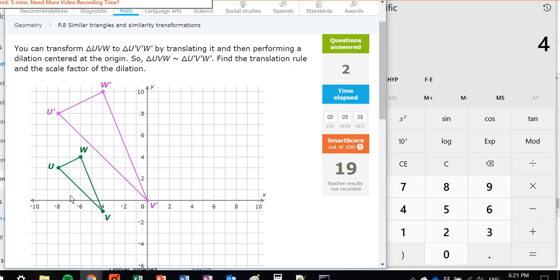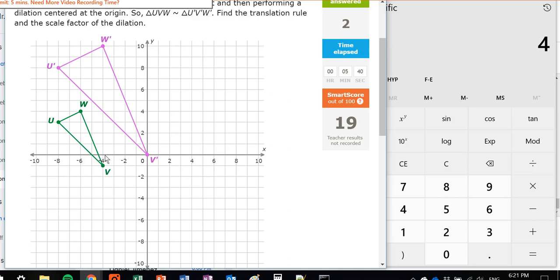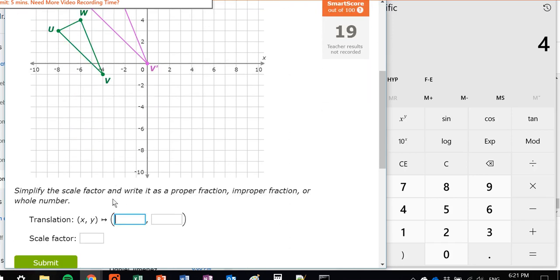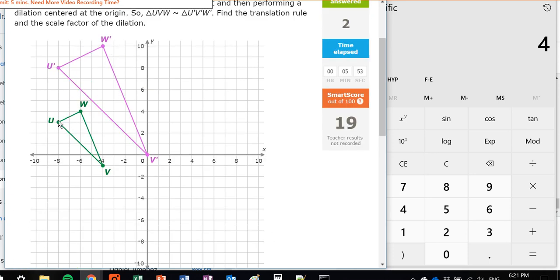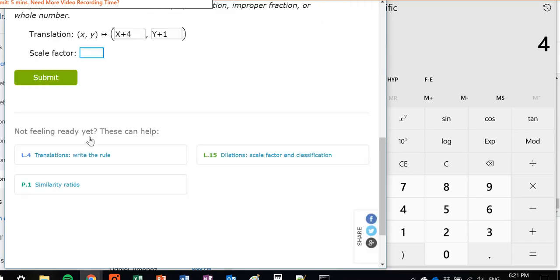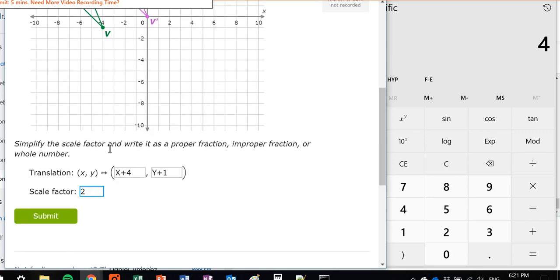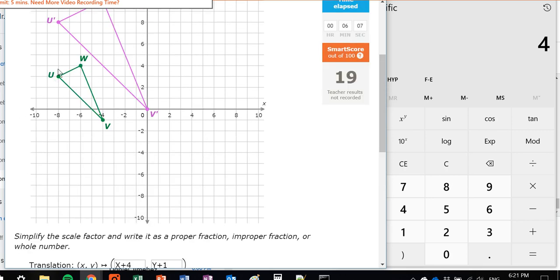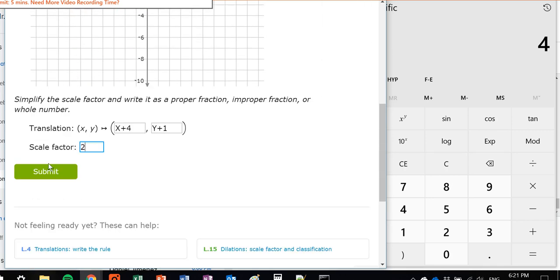And I'll keep going, doing the same thing, moving V onto V prime. This one is x plus 4, y plus 1, because all I did was move V up 1 and to the right 4. And then my scale factor is, look, this is up 1 across 2, and this is up 2 across 4. So all I do is say, I'm multiplying both the x and y directions by 2, it's a scale factor of 2.